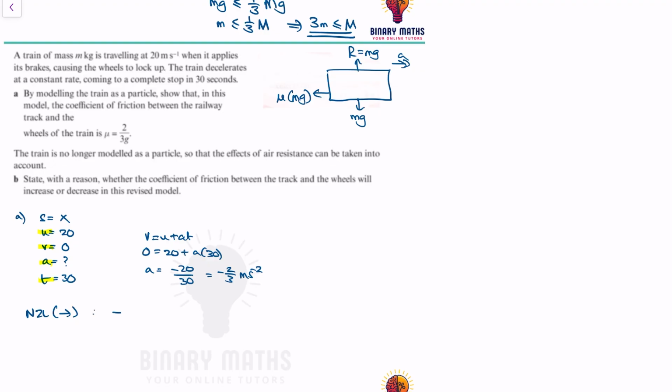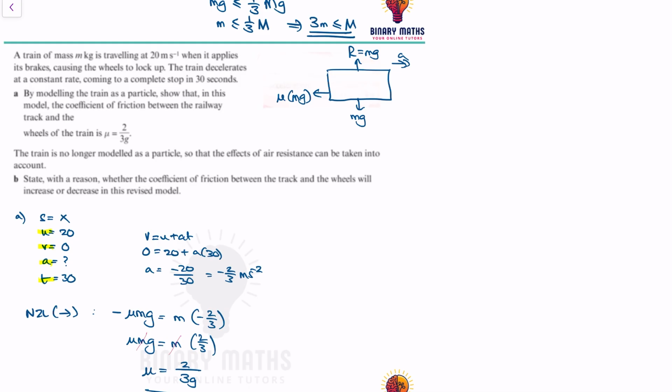Okay, so now that we know that, if we apply Newton's second law horizontally, then we get negative mu times mg must be equal to mass times acceleration, which is minus 2 over 3. Since both of them are negative, we can change it to mu mg is equal to m times 2 over 3. We can cross out the m's, divide by m, because m is non-zero. So we end up getting mu is equal to 2 over 3 divided by g, which is 2 over 3g, which is what we wanted.